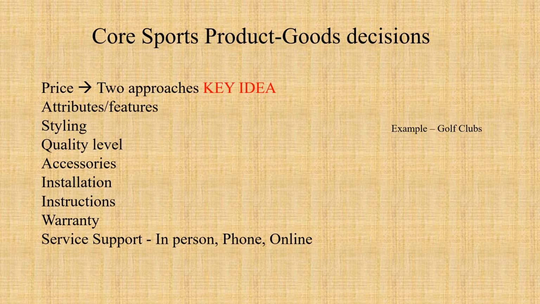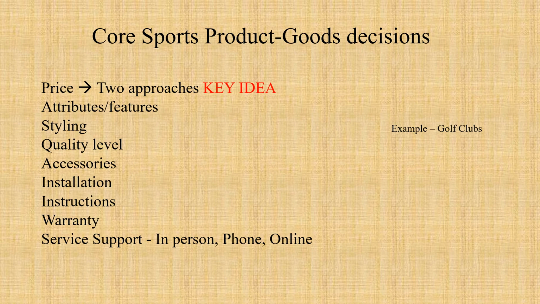Will it have a convertible? Those are features and attributes. For sporting goods, the real question is, will it have particular features and attributes? And of course, oftentimes adding features and attributes adds to the cost to produce the good, and then again, that then adds to the price that we have to charge. An example I have over here on the right-hand side would be something like golf clubs.